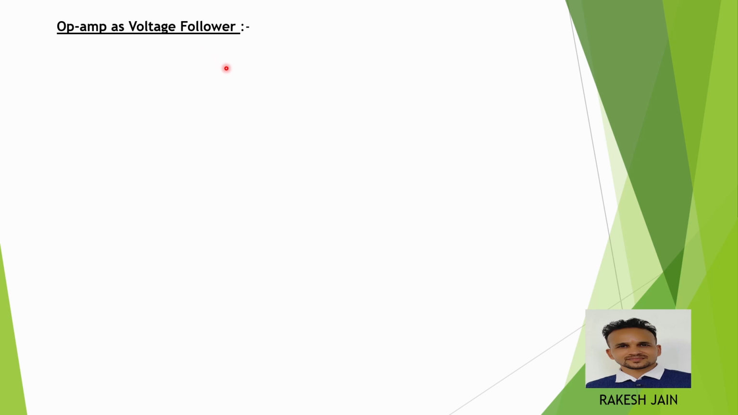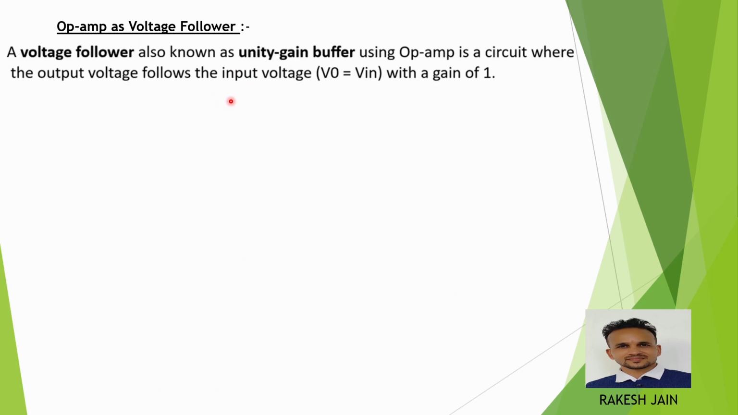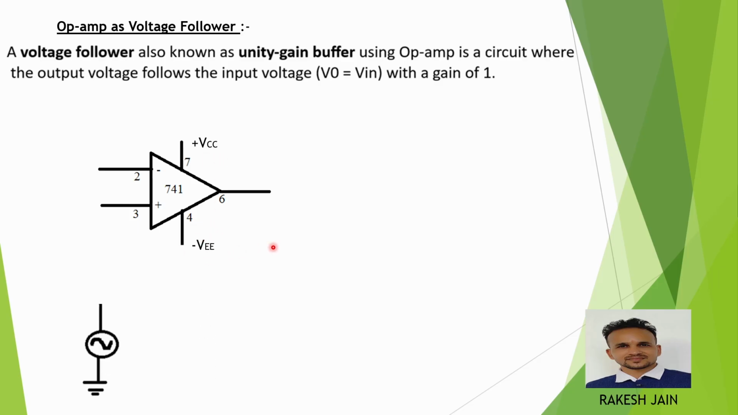Now operational amplifier as a voltage follower. A voltage follower, also known as unity gain buffer, using operational amplifier is a circuit where the output voltage follows the input voltage, means output equal to input. That is, gain equal to the ratio of the output upon input. If both are equal, then the gain is 1. So this one is the operational amplifier. Pin 7 is connected to plus supply voltage, 4th number with negative supply voltage.